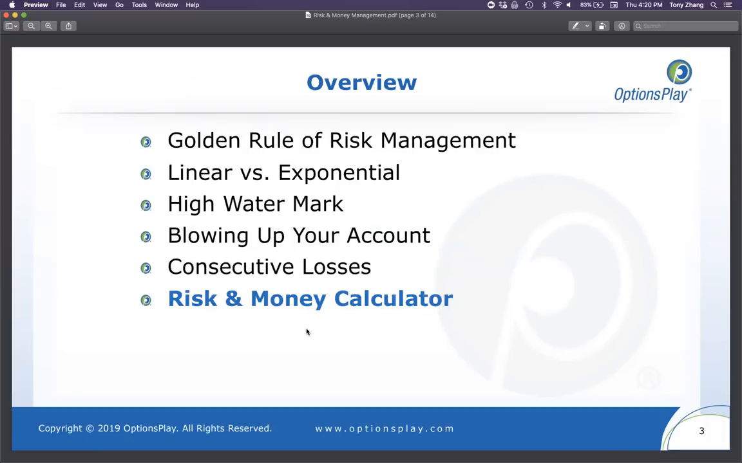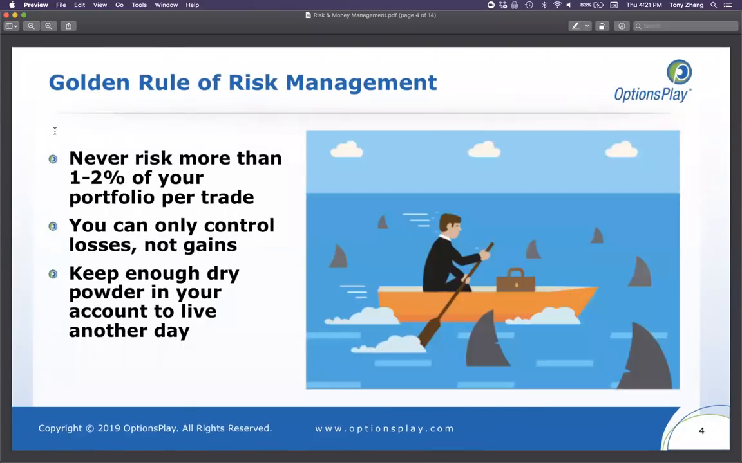I'm going to start off with the golden rule of risk management, just so we can understand what we're working towards at the very end. And it's really simple. The golden rule of risk management for most professional traders is to never risk more than 1 to 2% of your entire portfolio per trade. Now, when I talk about your portfolio, I don't necessarily mean your entire investable assets. I mean the portfolio that you have for speculative trading.